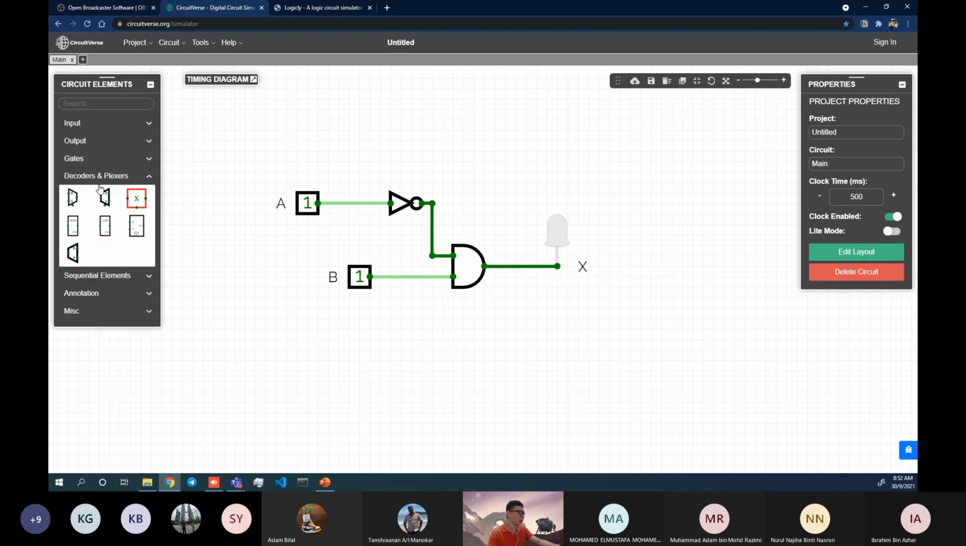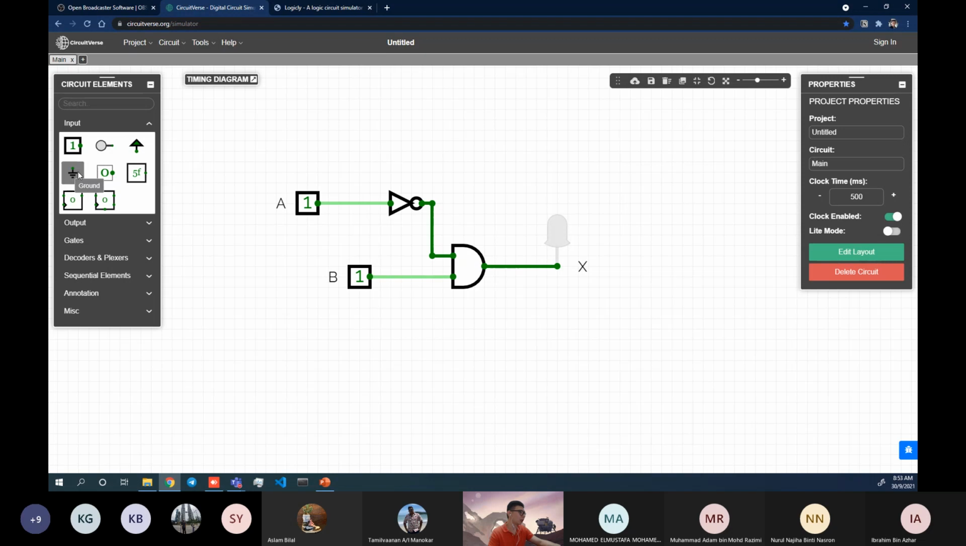So you have other complicated elements as well, which we will not touch right now. We will be touching them in a future class, but you can make use of this tree. There are gates, there are outputs, and there are inputs. Okay. All right.